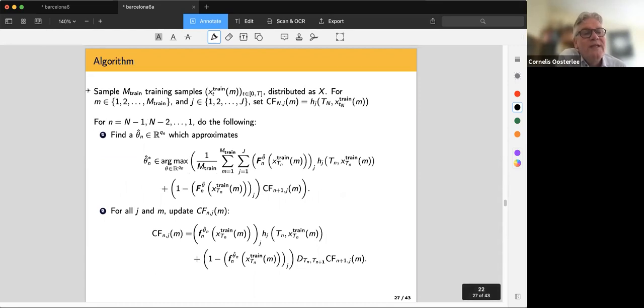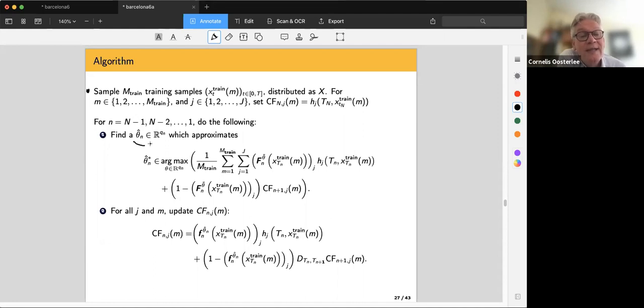So we sample M-train training samples. We make risk factors, X_T training. We distribute them as X, right? And for all these derivatives in the portfolio and for all these samples, we compute the cash flow at final time, because that is the payoff at final time. Right? And then we go backwards in time.